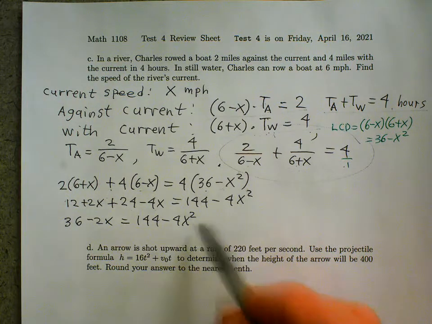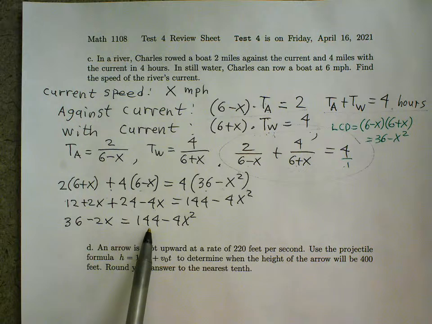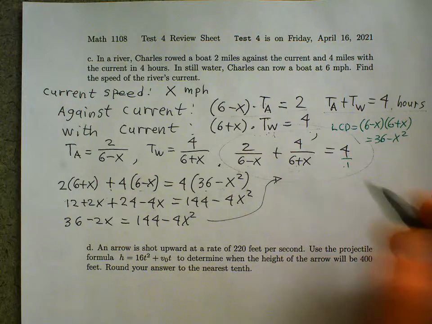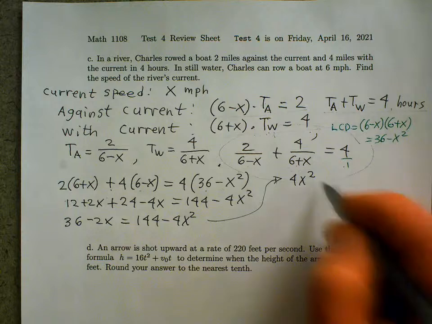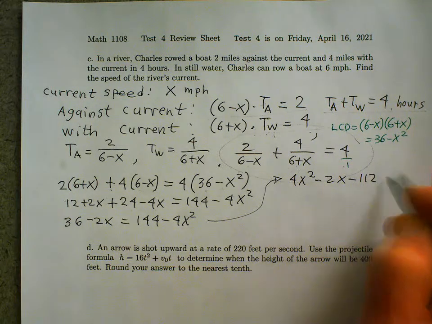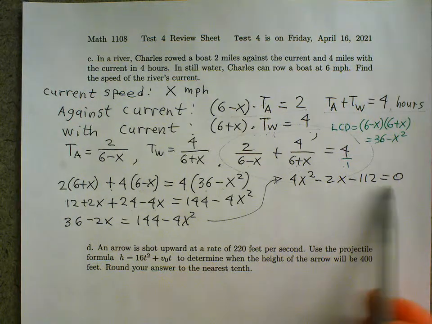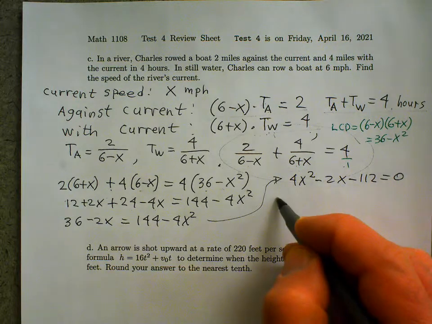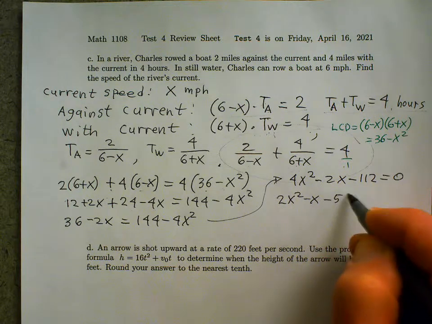So in the next step, I'll add 4x squared to both sides and subtract 144 from both sides. So we'll get 4x squared and minus 2x, and then minus 112 equals 0. To get rid of some of the clutter, we can divide every term on both sides by 2. And then we have this equation, 2x squared minus x minus 56 equals 0.